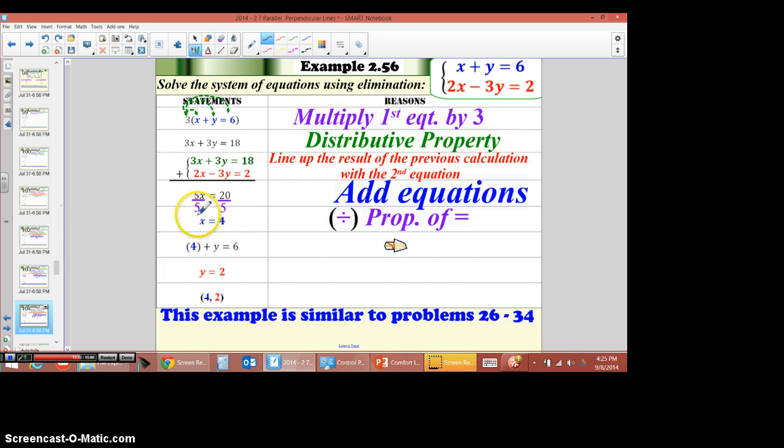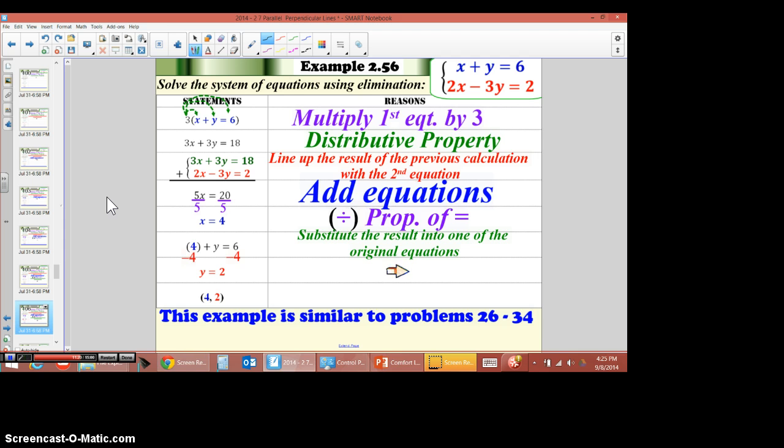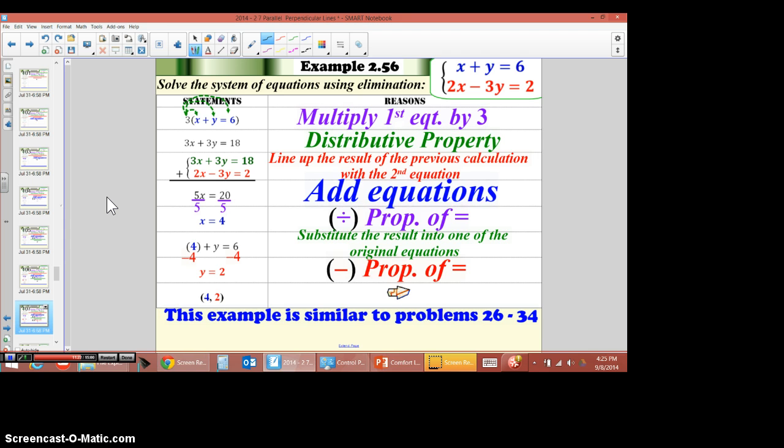Now I plug that back into one of my equations, whichever one's easier. For me, it's the first equation. So I say, bada boom, 4 plus y equals 6, subtract 4 over, and y equals 2. I write my answers as an ordered pair. The x equals 4, the y equals 2, and I'm done.